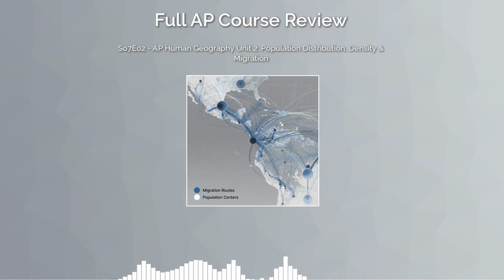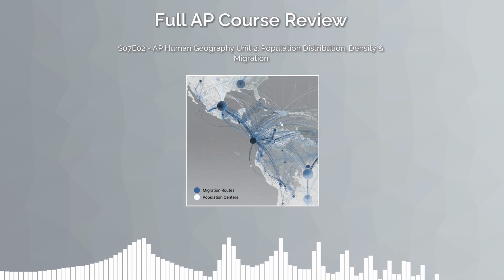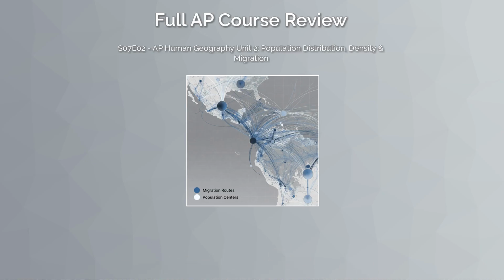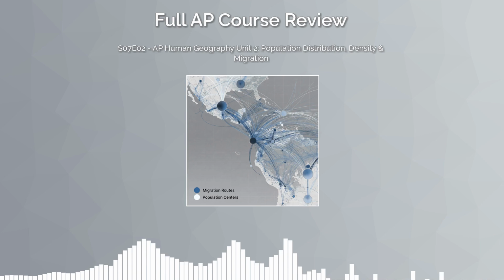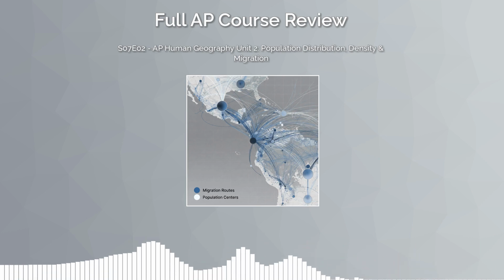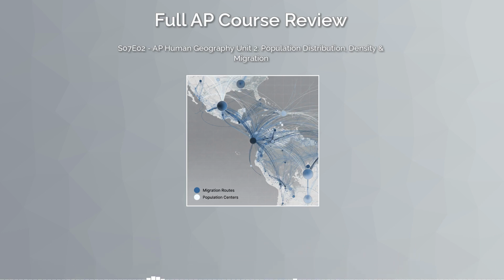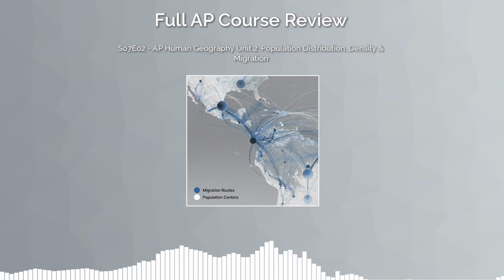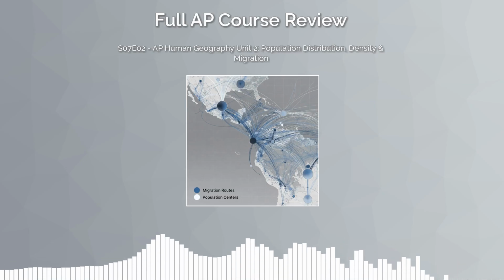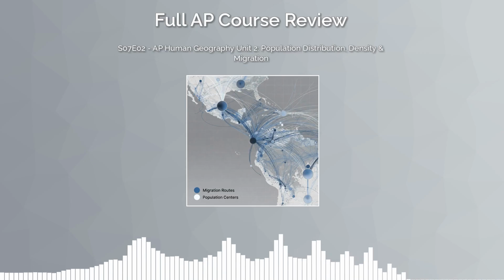For FRQs, when you're asked to explain a population policy, always do 3 things. Name the policy or country, explain the demographic problem it was responding to, and describe at least one specific mechanism or program used. Vague answers like, the government tried to lower the birth rate, won't earn full points. Specificity is everything.